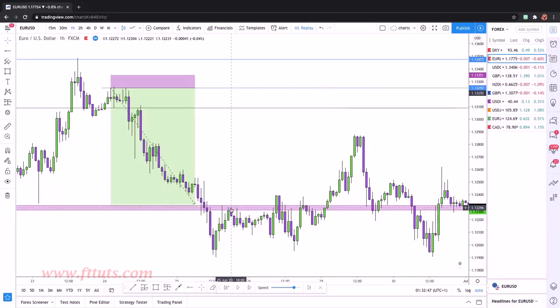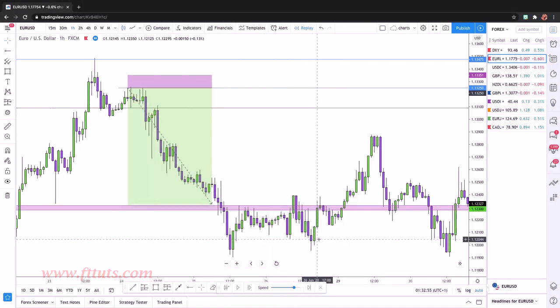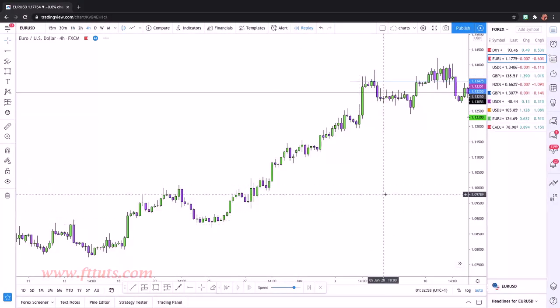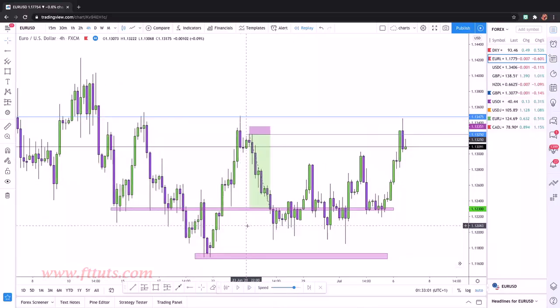Like it'll retest structure, but there's not enough bearish momentum. There's not enough sellers to push price down. So it just ranges a bit and then ends up breaking above. So that happens and you just have to be prepared for it. So we're prepared for it.